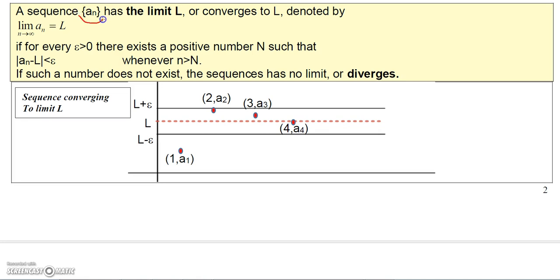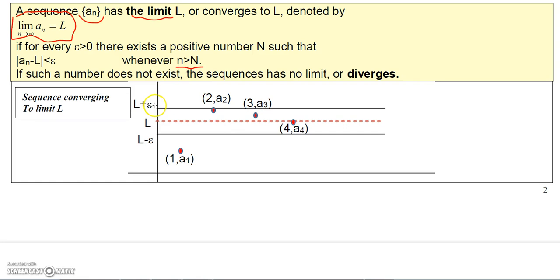A sequence defined by a sub n has the limit L, or converges to L, and we denote this as the limit of the sequence as n goes to infinity equals L if for every epsilon greater than 0 there exists a positive number N such that the absolute value of a sub n minus L is less than epsilon whenever n is greater than N. Now, if such a number does not exist, then the sequence has no limit, or it diverges.